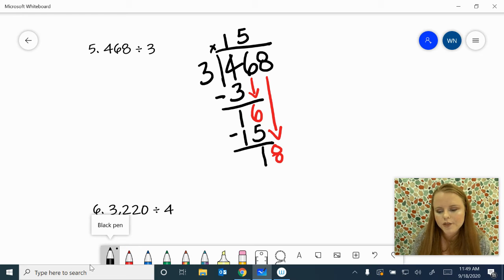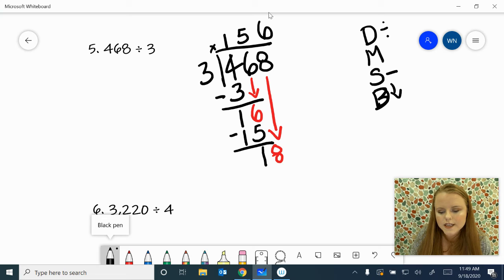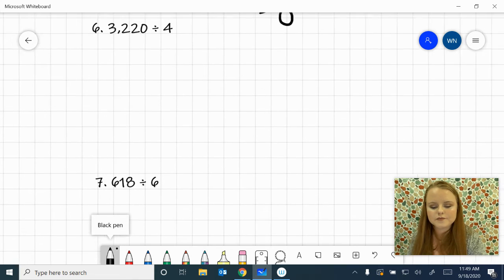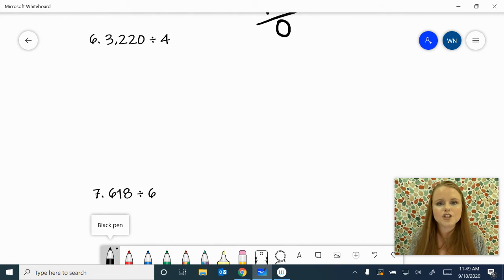18 divided by 3. You can bring back your does McDonald's sell burgers if you need to. So we just subtracted, or we just brought down. So it's time to divide again. 18 divided by 3 is 6. 6 times 3 is 18. So your answer is 156. I hope you got the right answer. Time to move on to number 6. Again, with number 6, I want you to go do it in your book or on a separate piece of paper and come back to me once you have your answer.